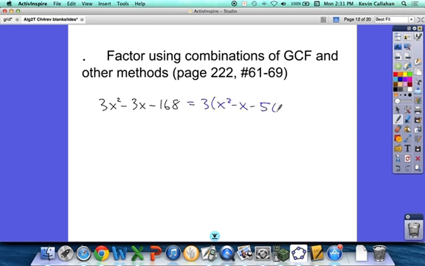And then you recognize that what's inside the parentheses could be factored again quite easily, right? What are the factors of negative 56 that add up to negative 1? x minus 8, x plus 7. Done. 2 steps.